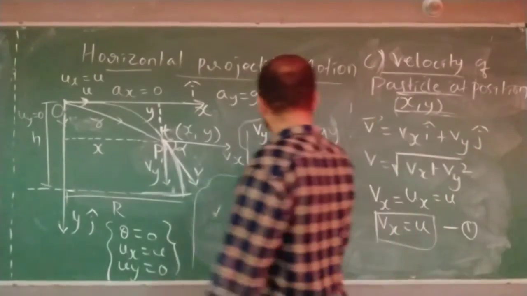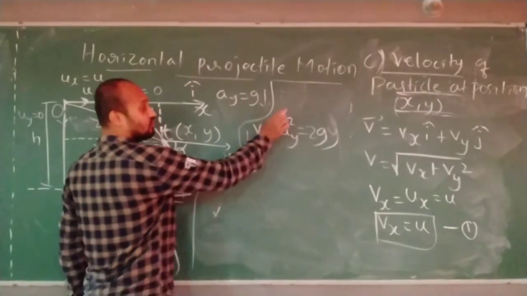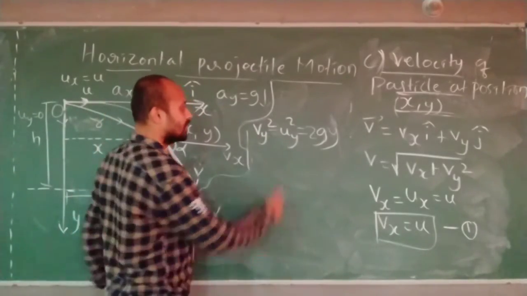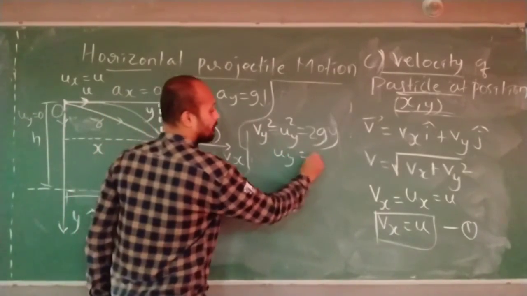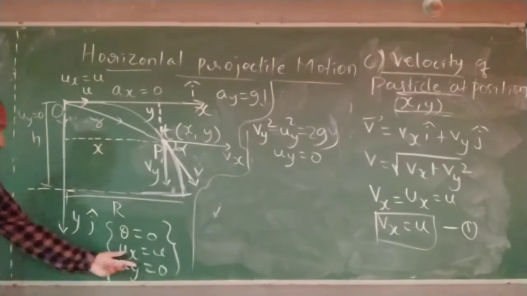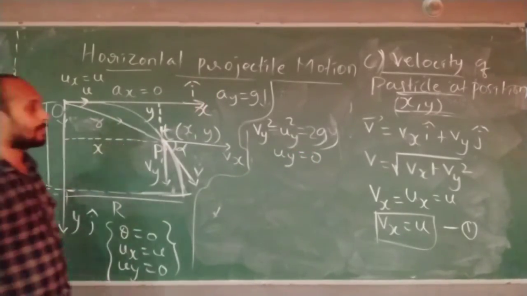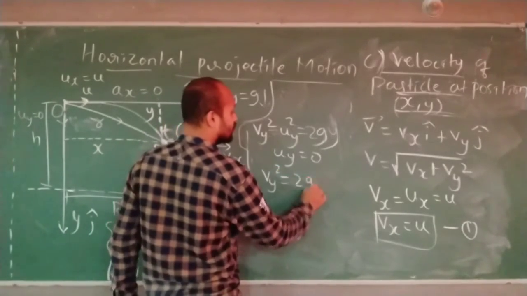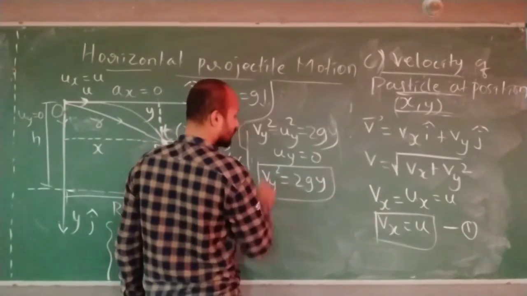Now, v square minus u square is equal to 2as, because I want it in terms of displacement. Here uy is 0, given condition: initial velocity is 0 along the y-axis. So vy square is equal to 2gy. Let us take this as equation 2.